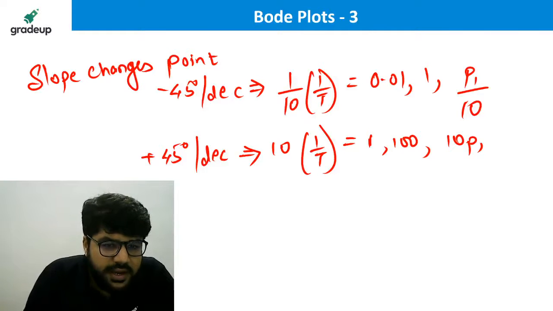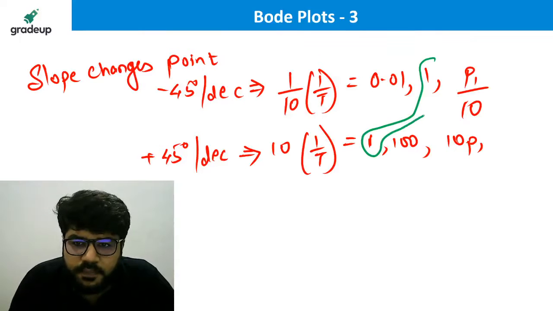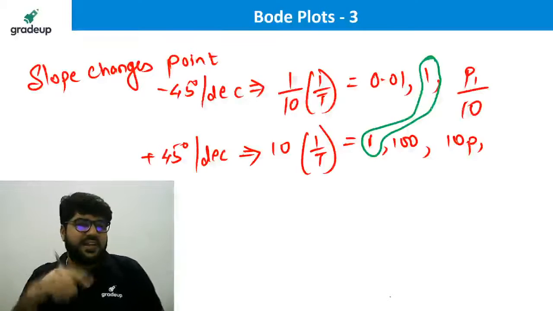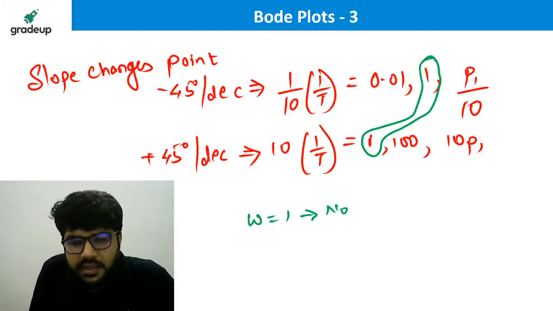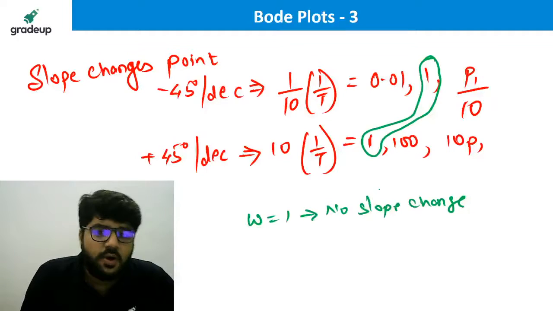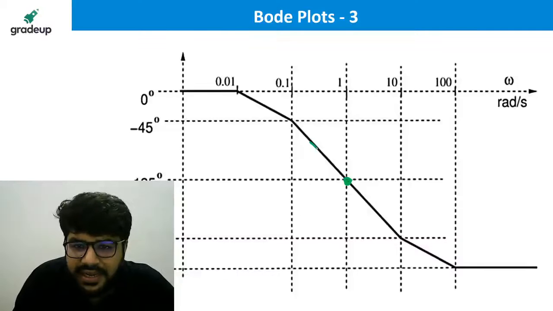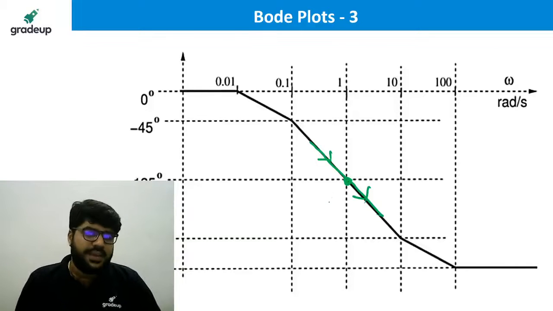Now, first of all, looking into this, look at these two values. So what should happen at 1? Actually, minus 45 plus 45 cancels at omega equal to 1. There is actually no slope change. I am explaining all the other characteristics also for better concepts. At omega equal to 1 there is no slope change, and you see the line continues as it is, in its own direction.